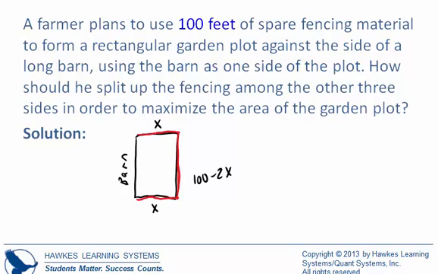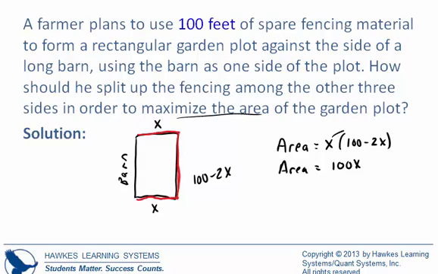So he wants to maximize the area. So let's write an equation for the area of this rectangle. Remember, area is length times width. So we're going to have the length of x times the width of 100 minus 2x. And note that when we multiply this out for area, we're going to get a formula that looks like 100x distributing minus 2x squared.